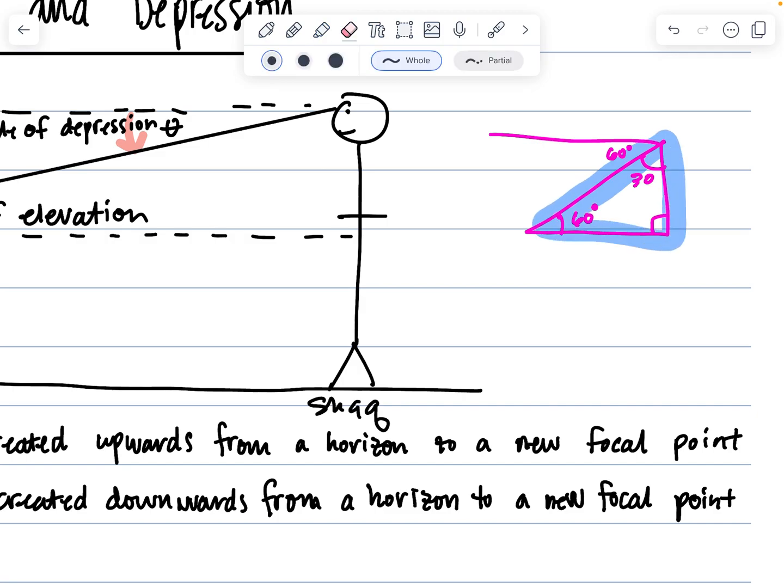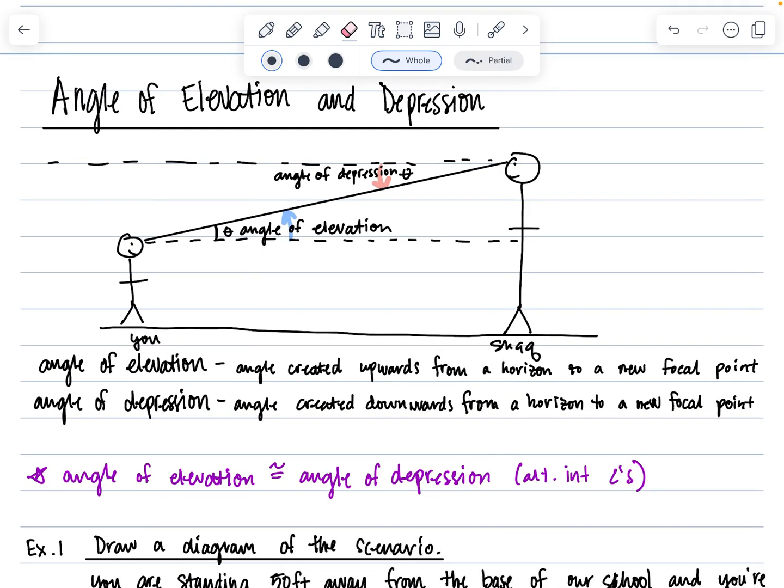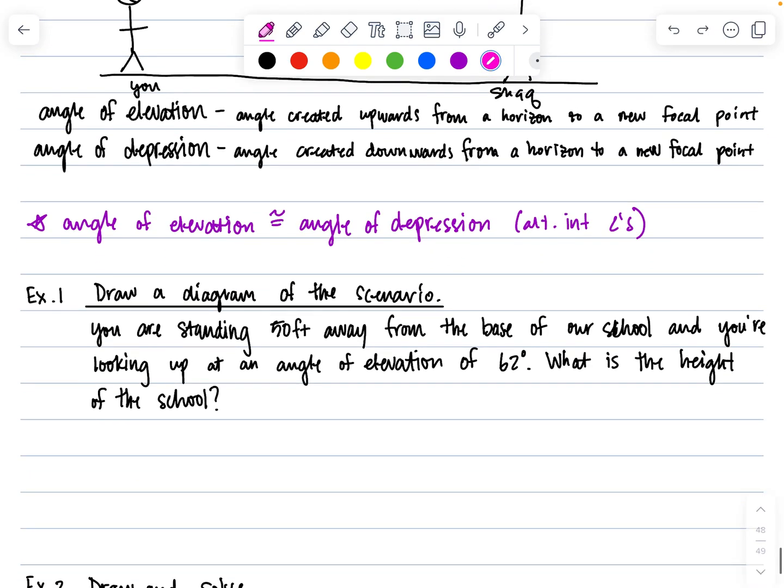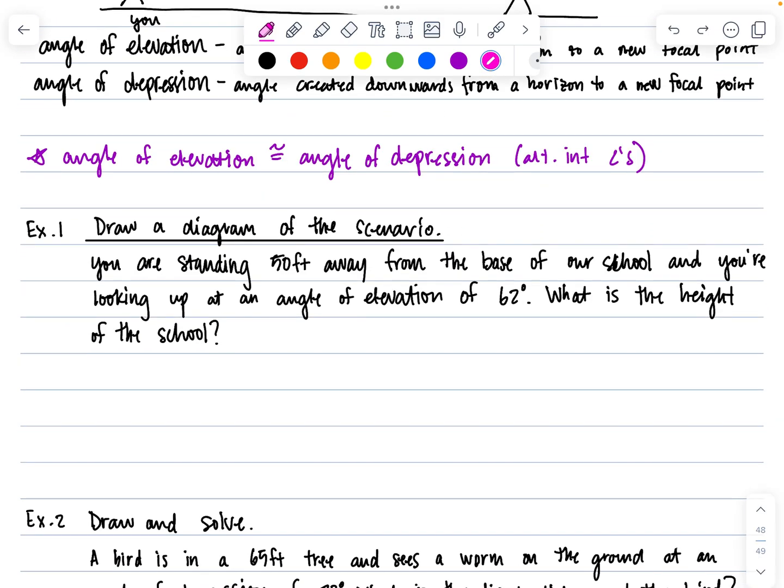Okay? So, a lot going on with this definition. I cannot stress how important it is, especially for the angle of depression, to understand that they are not in the same triangle. They are also congruent to each other. And we need to be able to identify them. So, first example. It's a word problem. All we're going to do here is draw the diagram of the scenario.